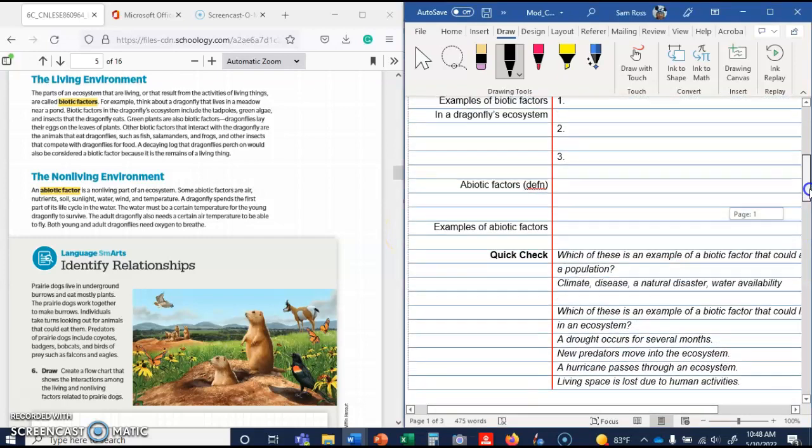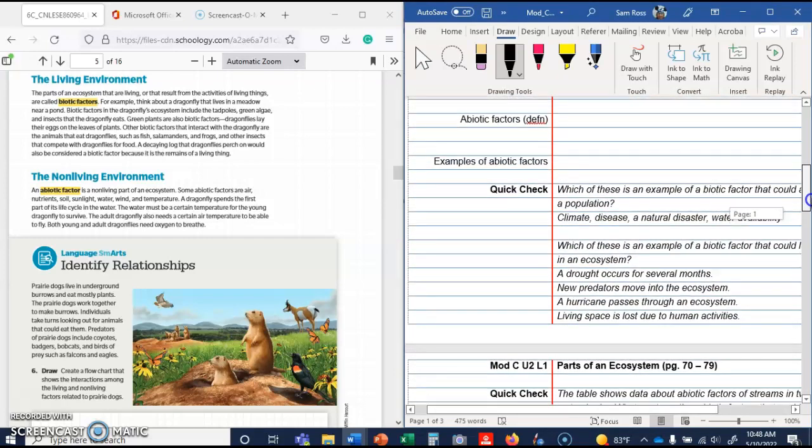So we did that. Now we're at abiotic factors, which is the non-living environment. An abiotic factor is a non-living part of an ecosystem. Some examples of abiotic factors are air, nutrients, soil, sunlight, water, wind, and temperature.